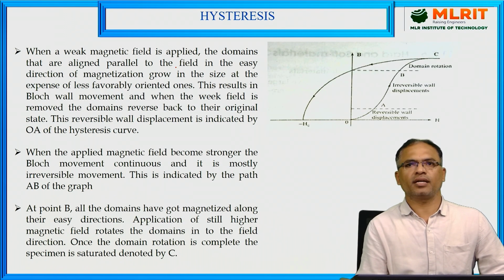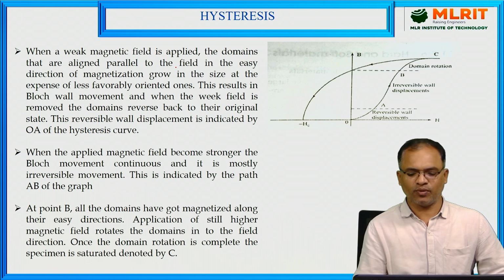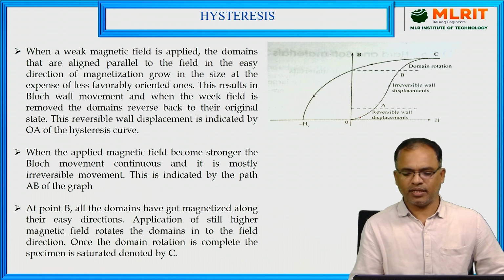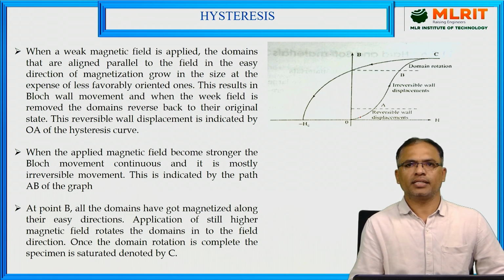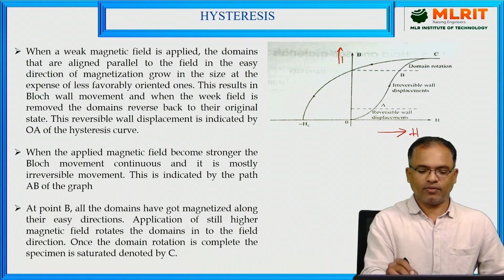Based on that previous information or basics, now I am going to explain this hysteresis curve. As I told, hysteresis is a phenomenon associated with ferromagnetic materials. It is studied between two parameters: one is the applied field on the x-axis and the other is magnetization on the y-axis.